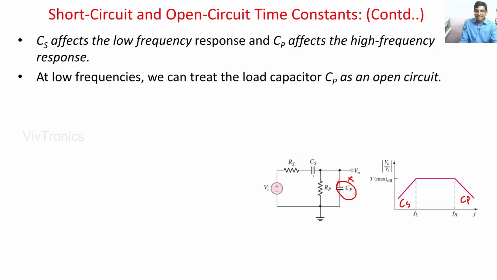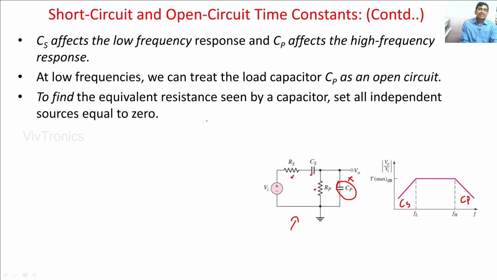Therefore, we have only this circuit which is containing RS, CS and RP, and the V0 is a voltage across RP only. At that time, this circuit is looking like a series coupling capacitor circuit. Therefore, we can use the same transfer function as we have already derived. To find the equivalent resistance seen by the capacitor, set all the independent sources to 0.